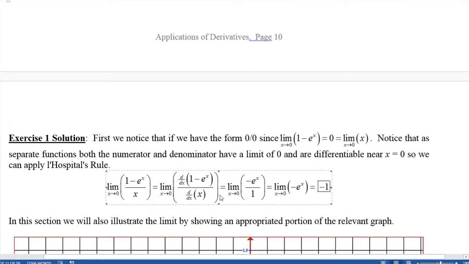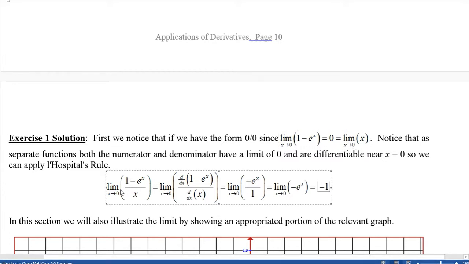Well, first of all, we've got to make sure that L'Hopital's rule applies. We take the limit of the numerator, 1 minus e to the x, separately as x goes to 0. So as x goes to 0, e to the x goes to e to the 0, which is 1. Then you have 1 minus 1 is 0, so that limit is 0. And certainly the limit as x goes to 0 of x is 0 as well. So it has the form 0 over 0, and both the numerator and denominator as separate functions are differentiable functions. So the hypothesis of L'Hopital's rule is satisfied, and so we can apply it.